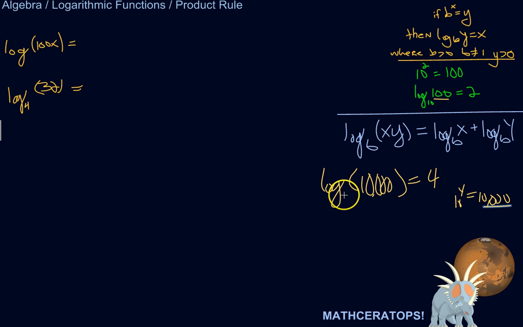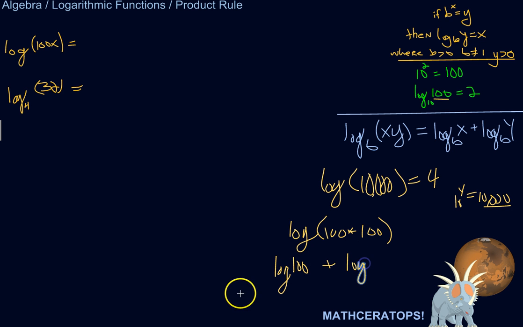Well, I could look at this 10,000 as 100 times 100. So this is equivalent to saying log base 10 of 100 times 100. Right? 100 times 100 is 10,000. Well, the product rule tells me that if I've got a log of the product of two things, I can split those things up like this. So I could say that's equivalent to the log base 10 of 100 plus log base 10 of 100.